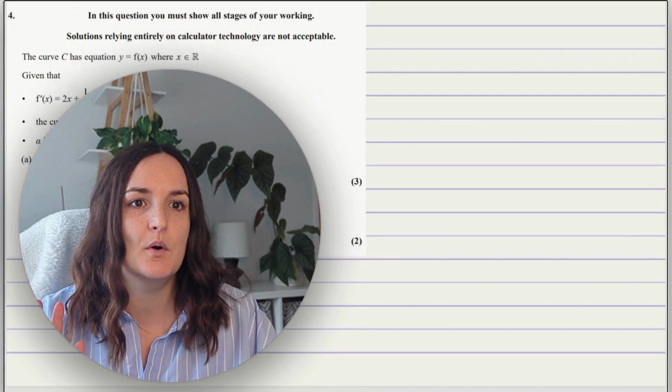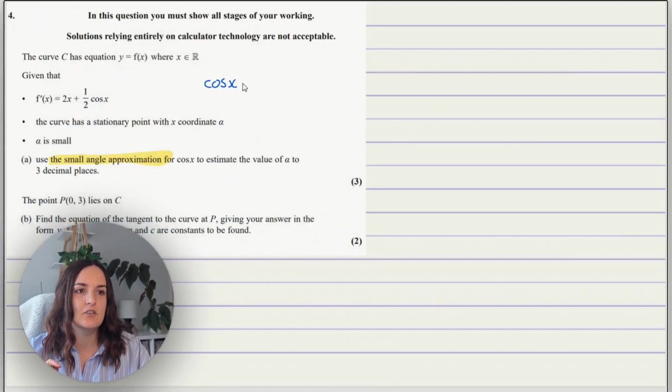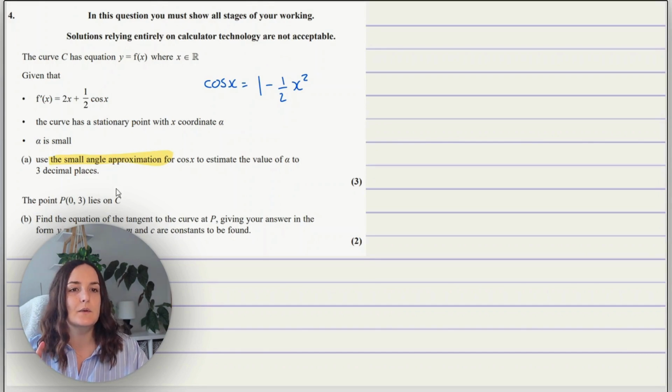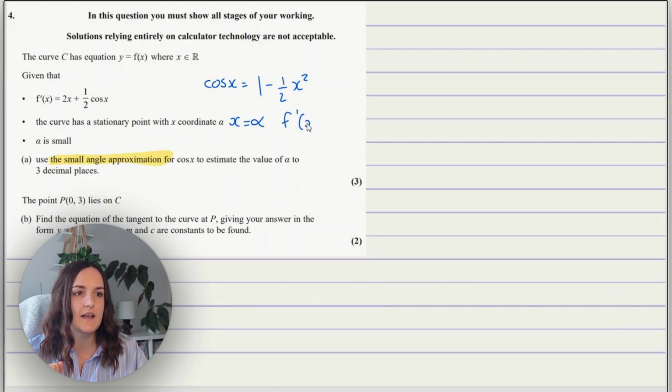So when alpha is small, we know that cos x can actually be written as 1 minus a half x squared. So it really simplifies our calculation, especially if we're not using a calculator. Although this doesn't mean you can't use a calculator. So let's have a look at this then. Well, if we know at x equals alpha, it's a stationary point, and at that stationary point, we know then f dash alpha should equal 0.